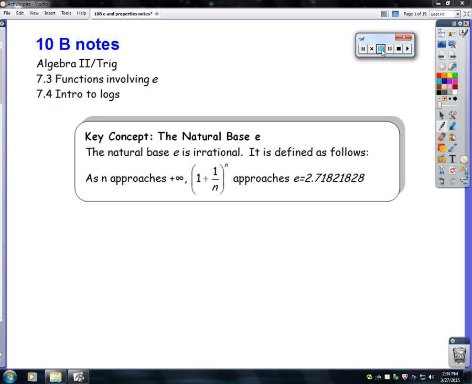All right, so first of all, remember e, the natural base e. It's an irrational number. It's defined as the following: as n approaches positive infinity, this pattern is going to approach our value of e, which is about 2.7.